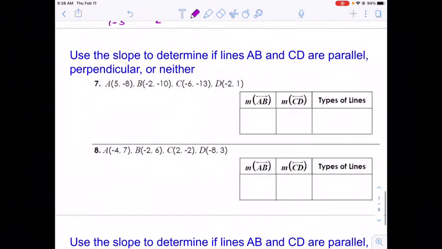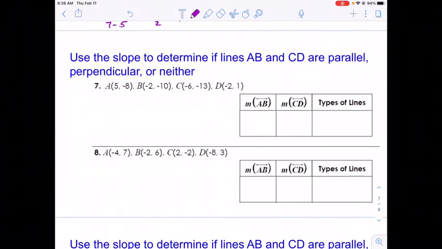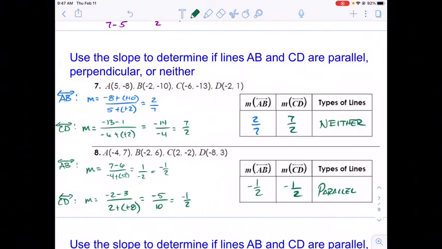All right, I want you to pause the video, try 7 and 8, 9 and 10. Come back and check your answers when you're done. All right, so let's take a look and see how you did on 7 and 8. For the slope of AB, you get 2/7. And then on CD, you get 7/2, which they are reciprocals of each other, but they're not negative reciprocals, so this one's going to be neither.